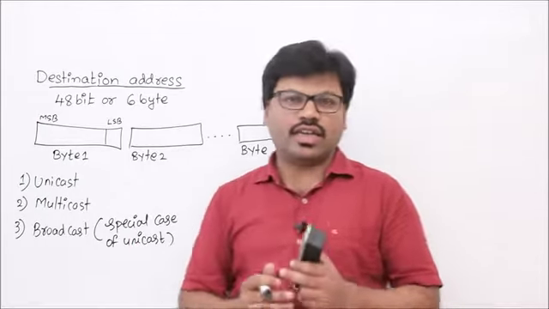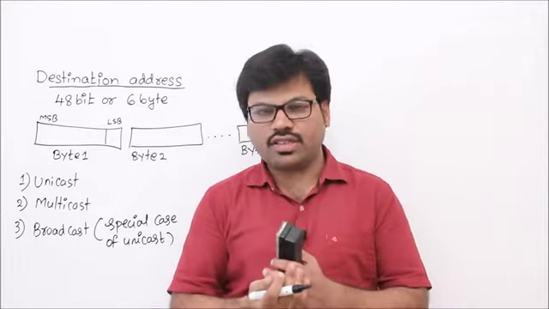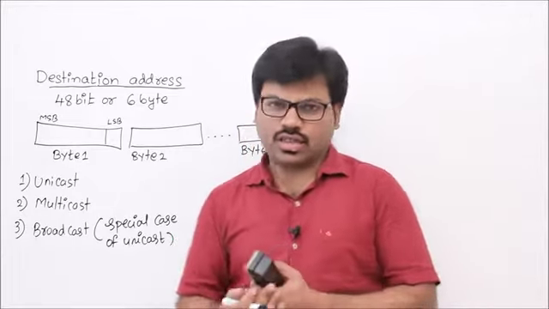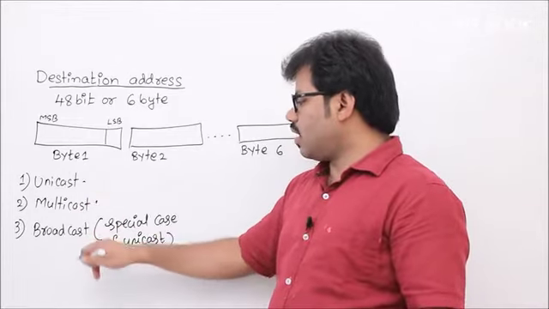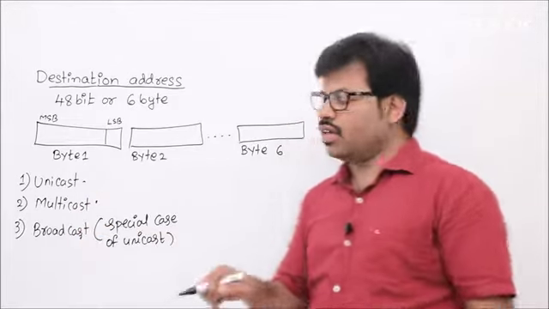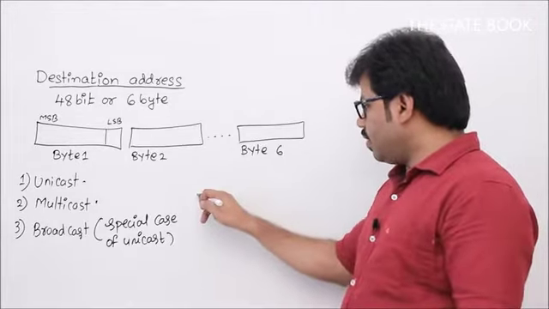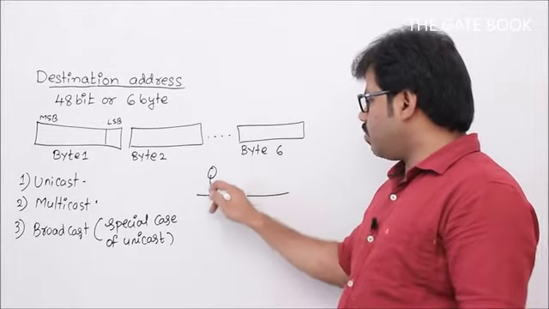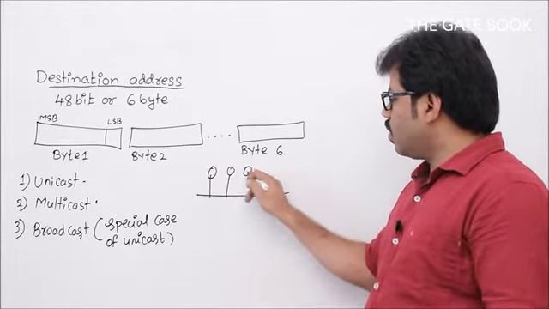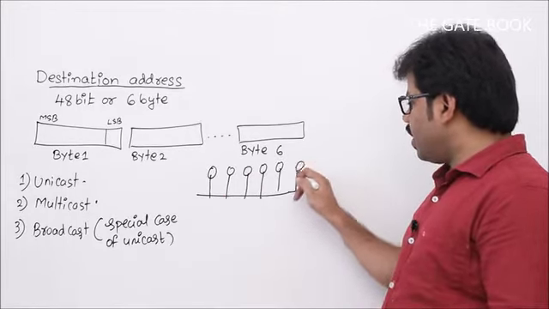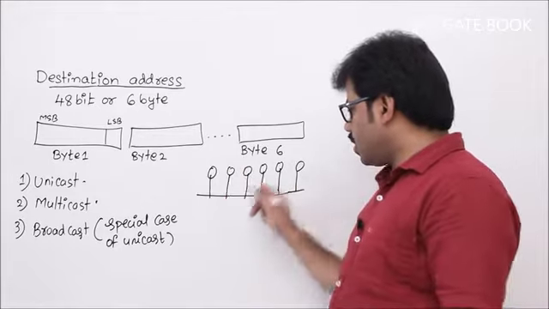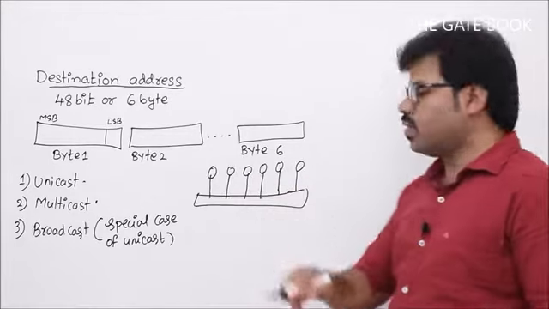This destination address can be used for various kinds of communication, and we'll see what kind of communications are possible. Generally the communication can be unicast, otherwise multicast or broadcast. We'll see one by one. Example, in your LAN, these are all various computers, and we know that its medium is shared, correct?